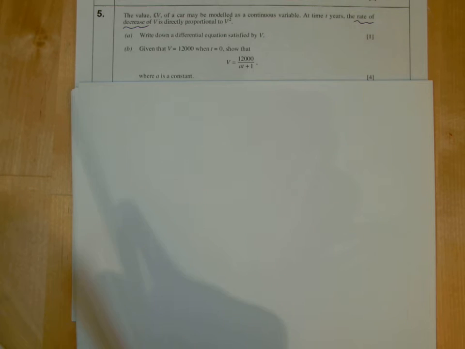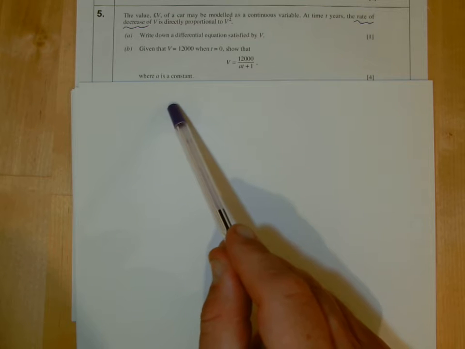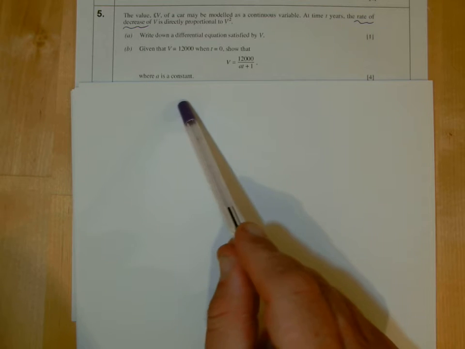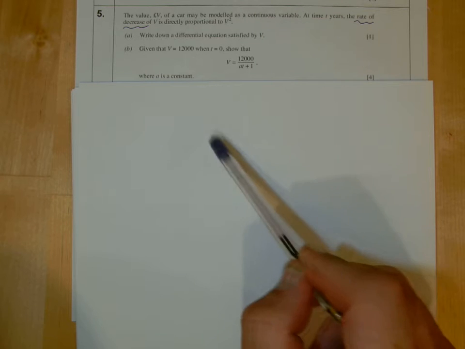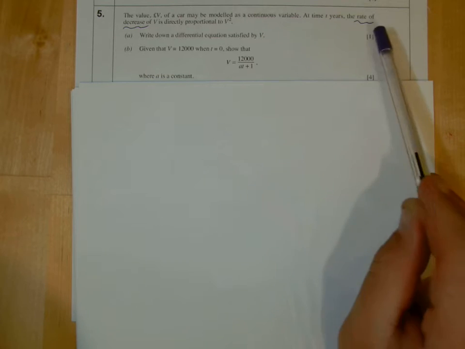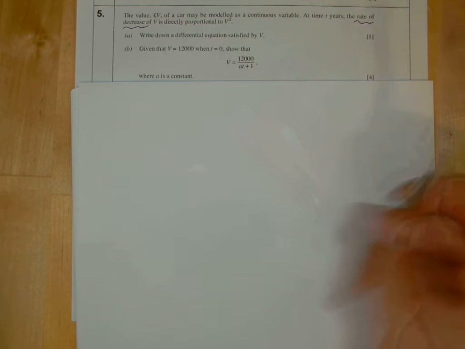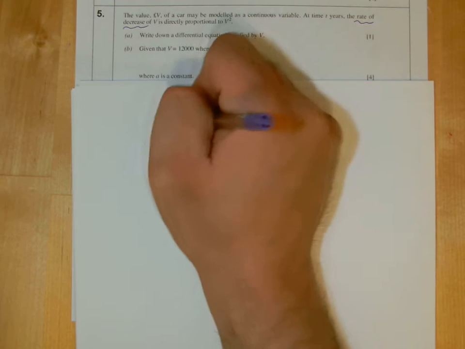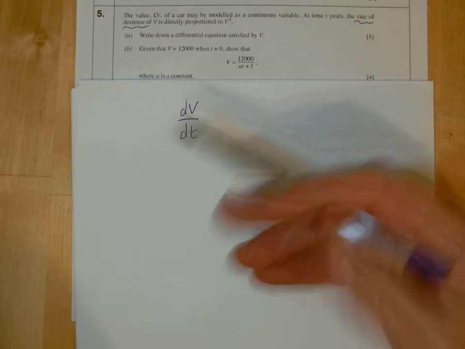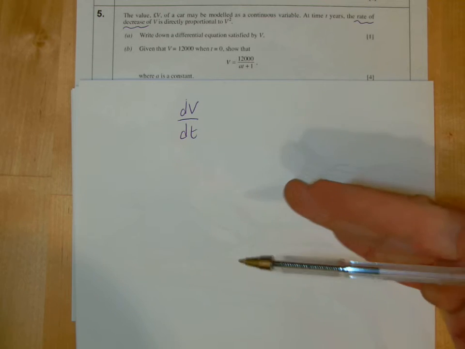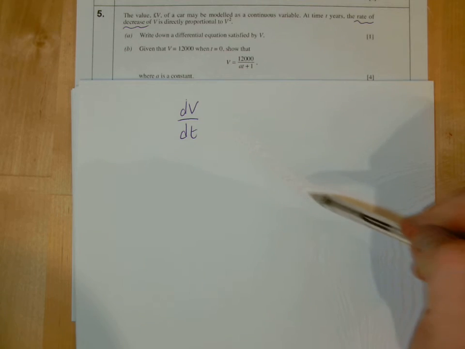So if v is falling, if you think about the curve of v, we could draw it as a curve, because it's falling, it'd be going down, wouldn't it? That means it's got a negative gradient. So when we're looking at the rate of decrease of v with respect to time, in other words dv by dt, the rate of change of v, the derivative of v, the gradient of v, it's going to be negative, because v is falling over time.